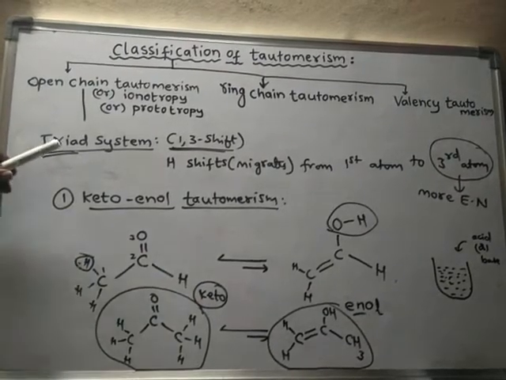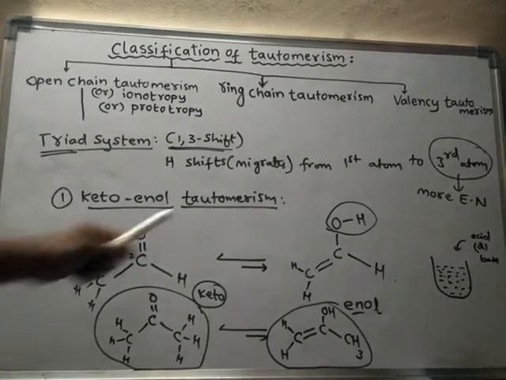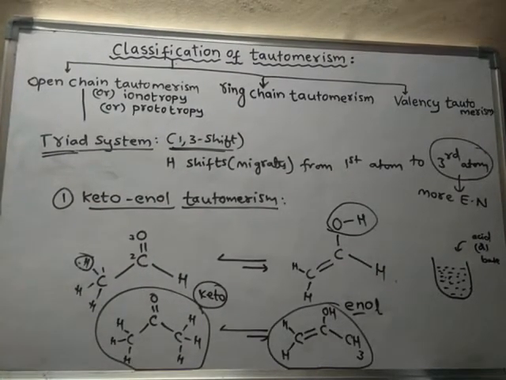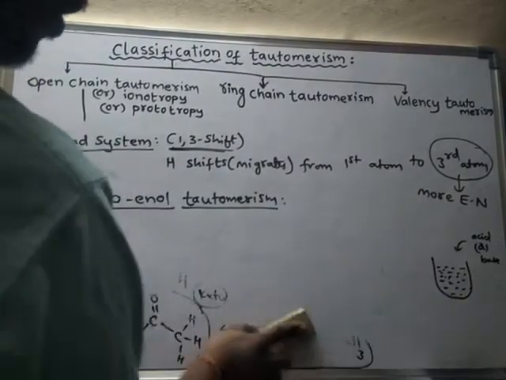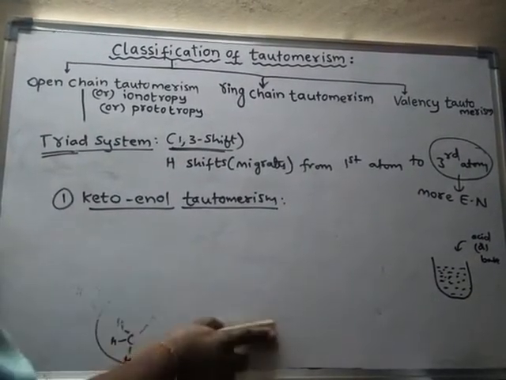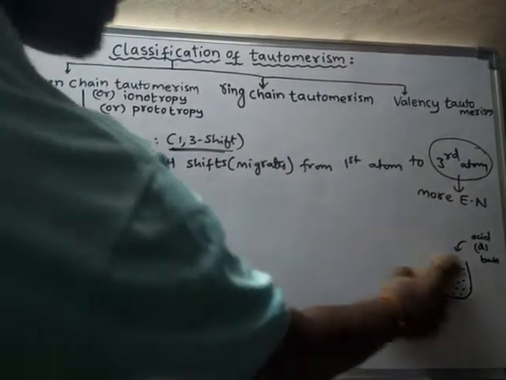So we are learning about triad systems. In the triad system, the first type is keto-enol tautomerism. And we will learn some more 1-3 shifts. Some more triad shifts we will learn, with some more examples for this triad system.